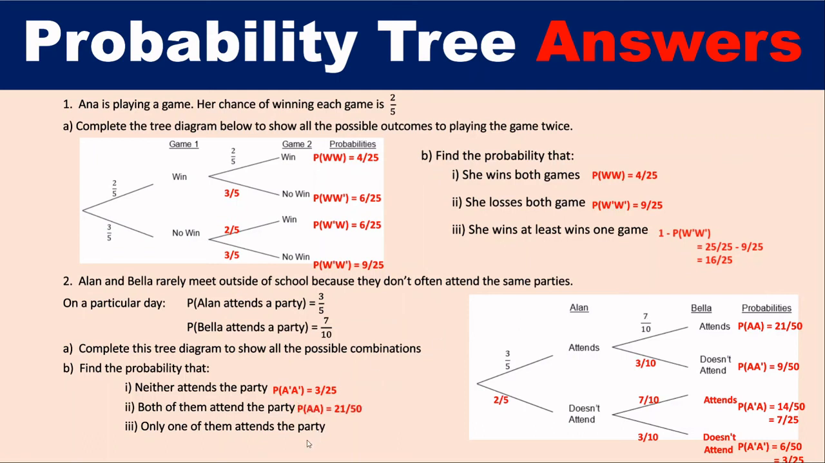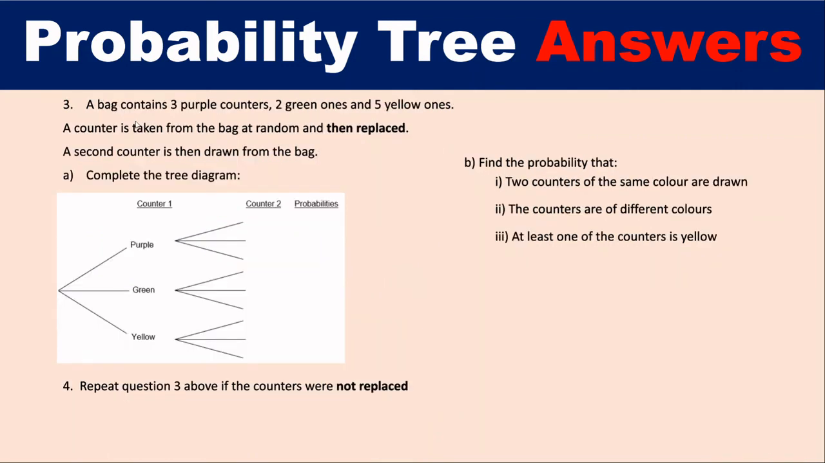The probability that only one of them attends the party is either this one or that one. These are two mutually exclusive events, so I add them together. 9/50 plus 14/50. This is why it's helpful to leave our probabilities in the original format before we simplify them, because I got a common denominator here. 9 plus 14 is 23/50.